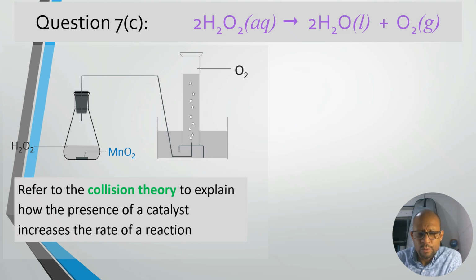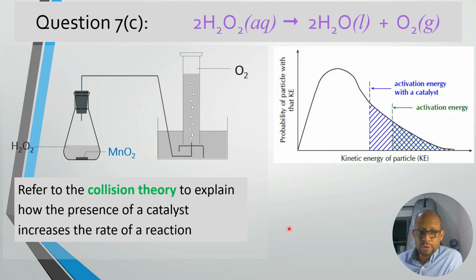The third part of this question, which is 7c, they ask us to refer to the collision theory to explain how the presence of a catalyst increases the rate of the reaction. So here you have to tell us a little bit about how the molecules are going to collide and how that collision is going to increase. And remember, the catalyst has increased the rate of reaction, so we would like to know what's happening with the molecules and the number of collisions per unit time.